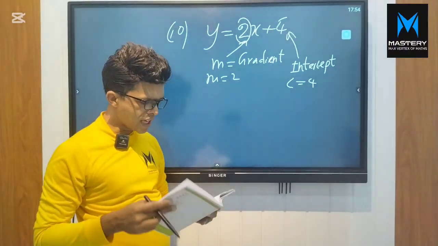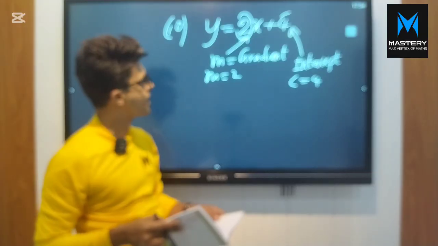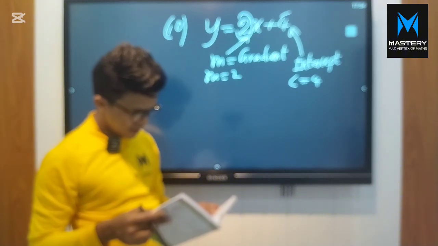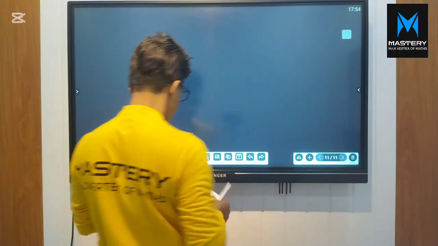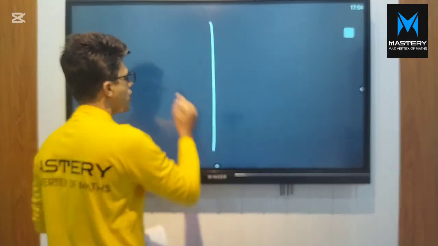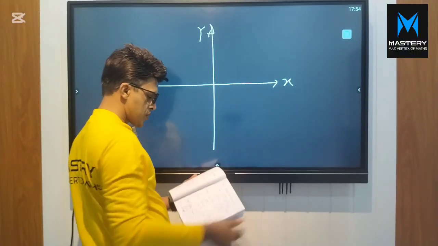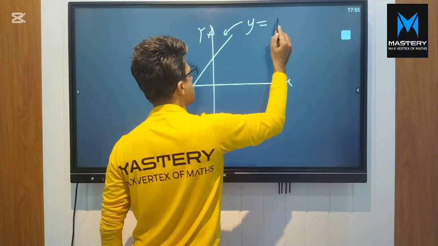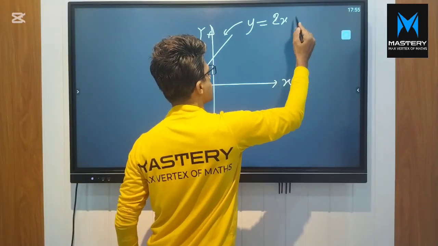But anyway, when it comes to the question here, find the gradient of... we need to find the coordinates of A here, not the gradient. Coordinates of A. This is the x-axis, this is the y-axis. Now I'm not drawing the other values for you, right? So according to this, the equation is y equals 2x plus 4.